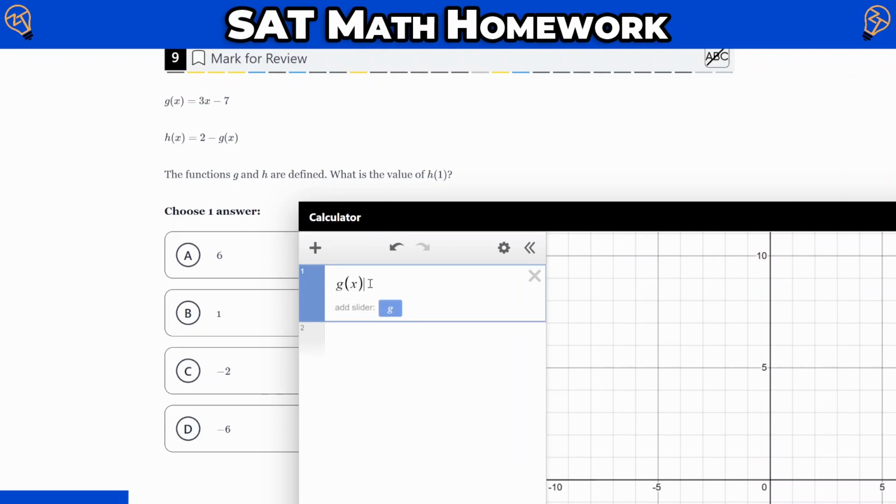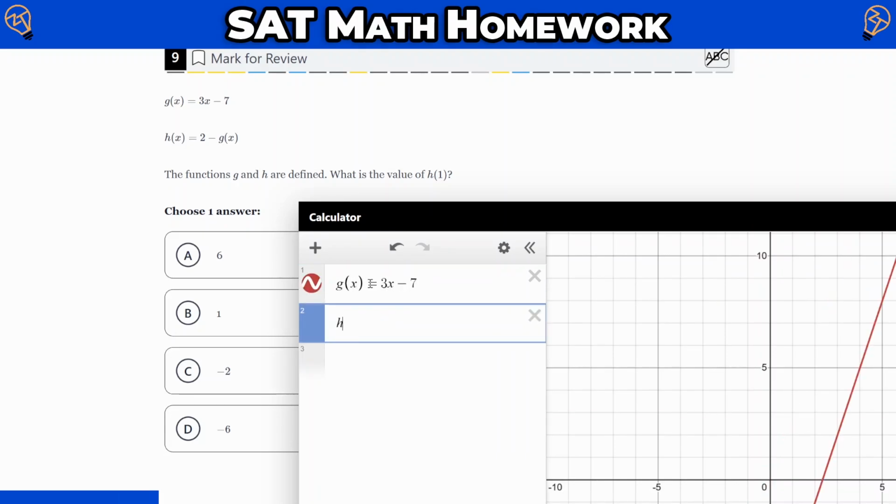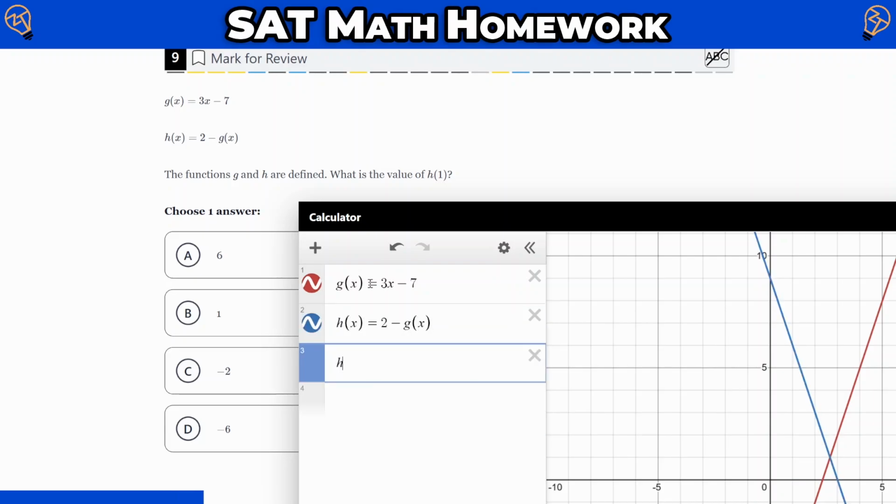So I'm just gonna put g of x equals 3x minus 7, enter. And I'll do the same thing here with h of x equal to 2 minus g of x. So exactly what I see. And the goal is to find h of 1. Well, look at that. I got the answer is 6.